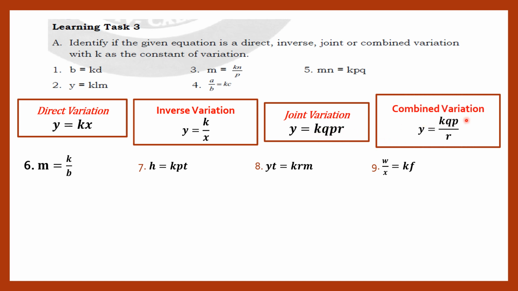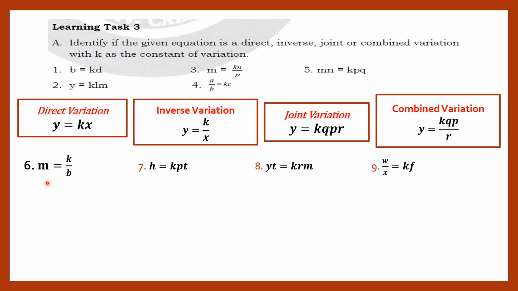Next is combined variation, y is equal to k times q times p over r. Here we are combining direct and inverse, wherein on your constant k, you are multiplying q and p, and at the same time, you are also dividing a variable, which is r. Now, I have here several examples on how you're going to answer learning task 3A.